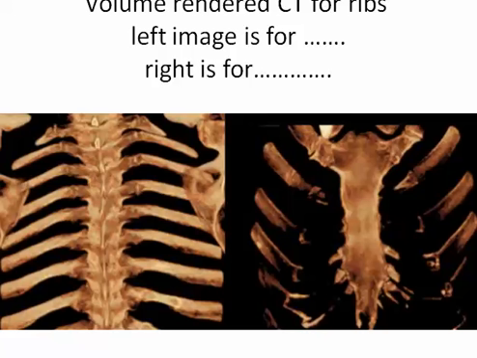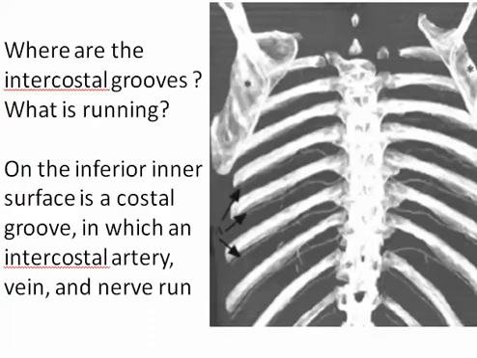Volume rendered CT for the ribs. The left image is for the sternum and the right is for the spine, posterior part. Anterior ribs to the left and posterior ribs to the right. What are the intercostal grooves? What are these fine dense structures running in these intercostal grooves?